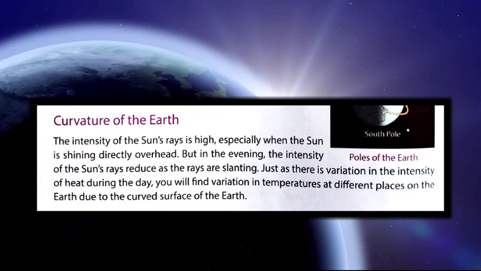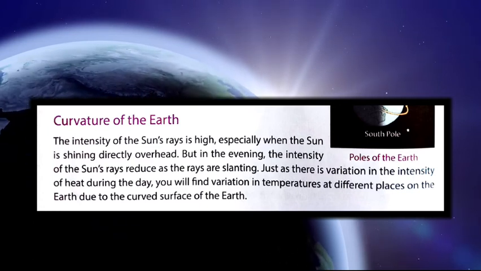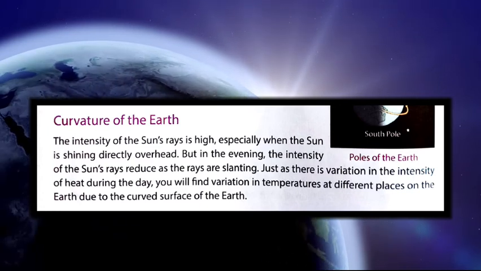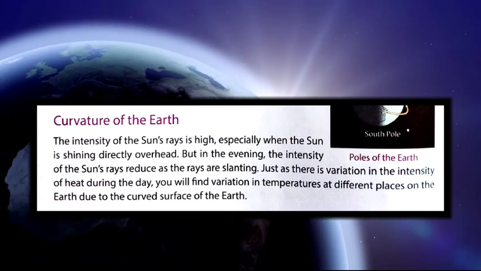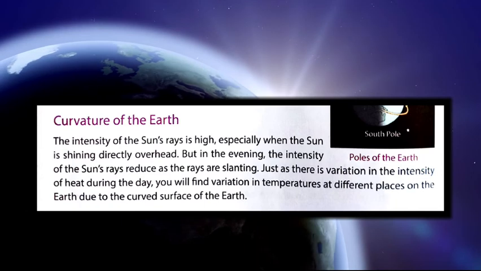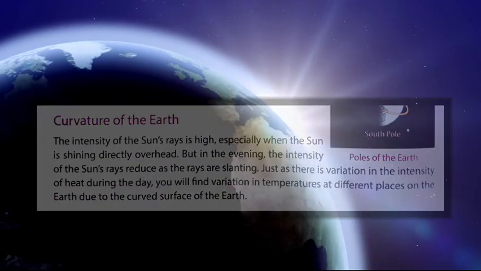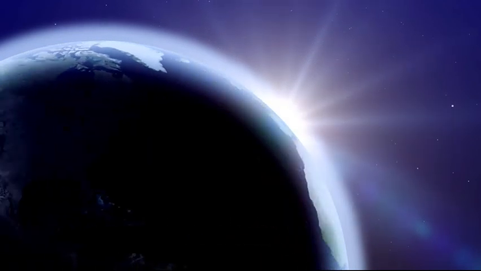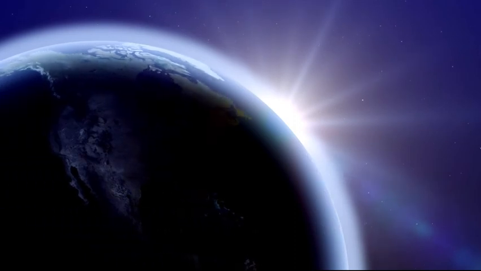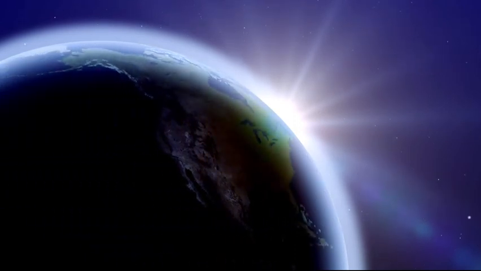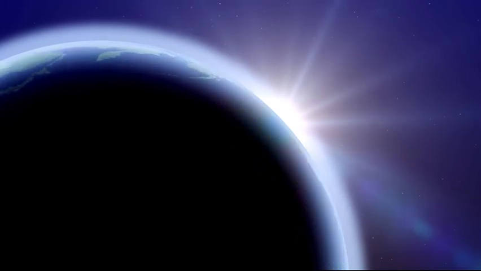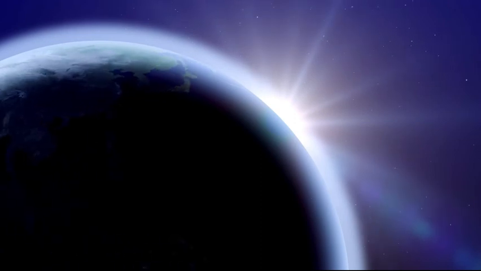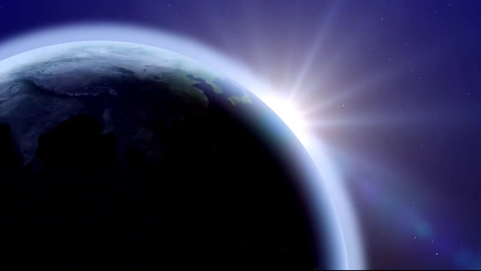Due to the curved surface of the earth, we face differences in temperature at different places on earth. In this video, we learned about the rotation of the earth, how days and nights are caused, and why the intensity of the sun's rays is high and low during the different times of the day. Revise it. Thank you.